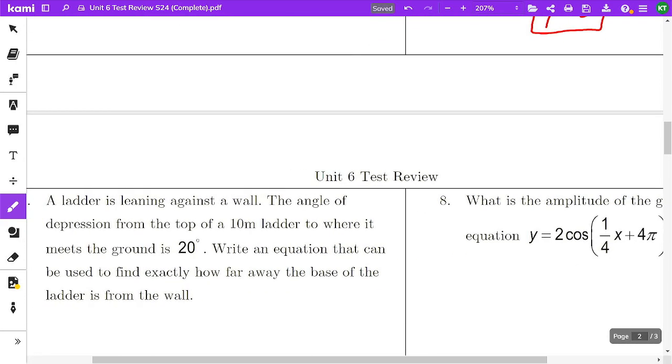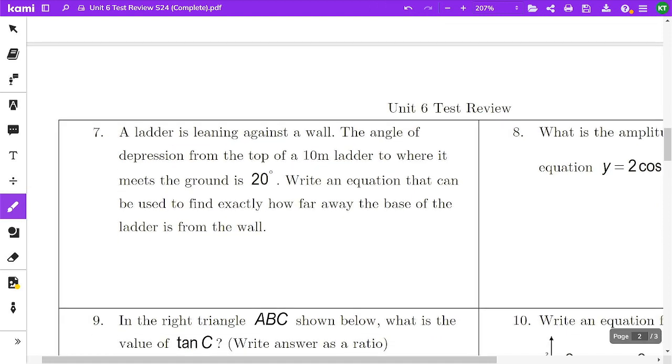All right, moving on to the second page, we have a ladder leaning against the wall. The angle of depression from the top of a 10-meter ladder to where it meets the ground is 20 degrees. Write an equation that can be used to find how far away the base of the ladder is from the wall.